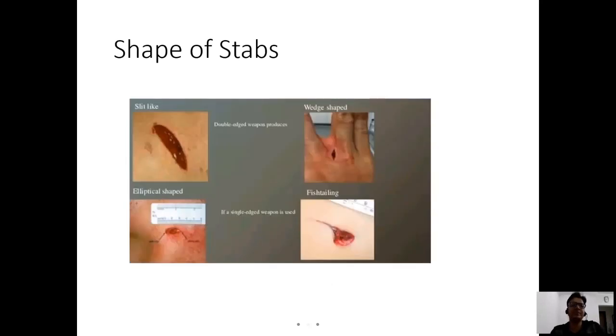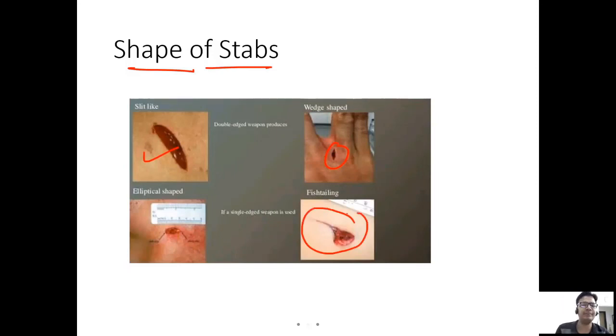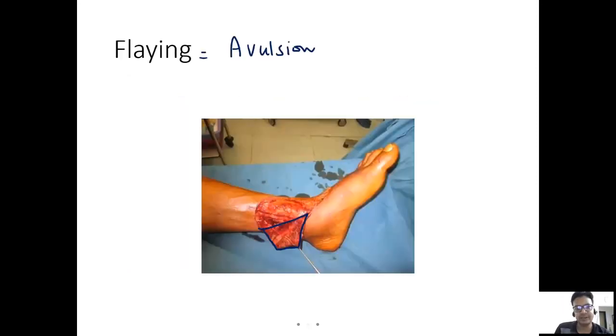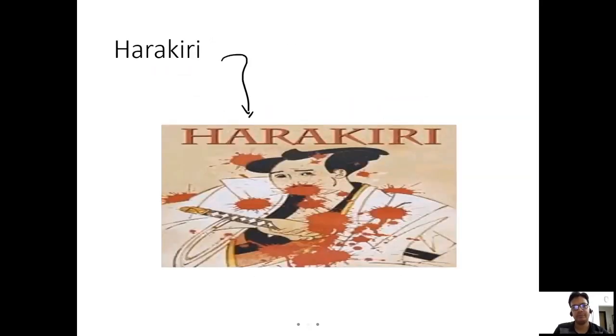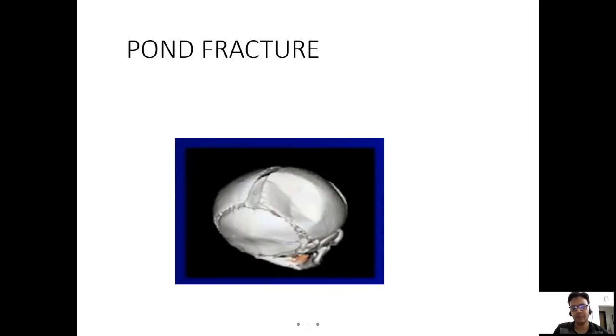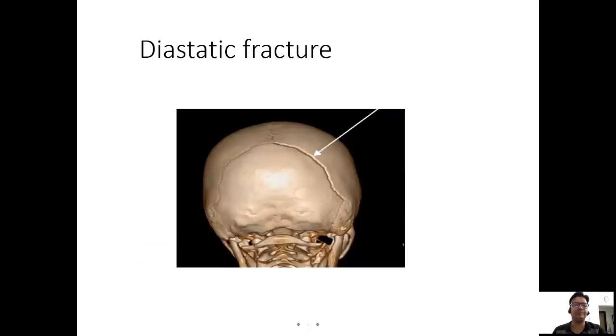So I will show you some images. This is the shape of stab wound, I told you. This is a spindle shape, wedge shape, slit shape, and this is fish tailing. These are the shapes of stab. Just go and see these shapes. I have already told you this one. These are the types of injury: abrasion, laceration, avulsion, amputation, puncture, incision. Hara-kiri, I told you.